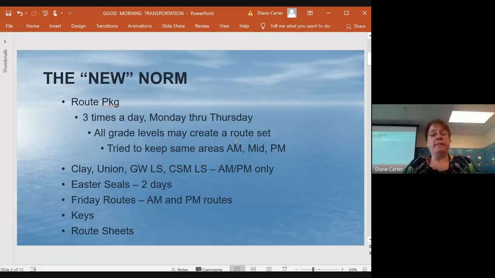Clay Street, Union, our Greenwood Life Skills and our Creekside Life Skills, they only have AM and PM routes and nothing in the middle. Our Easter Seals one is not on the table yet because that's only going to go 2 days. And we don't know what 2 days they are yet.